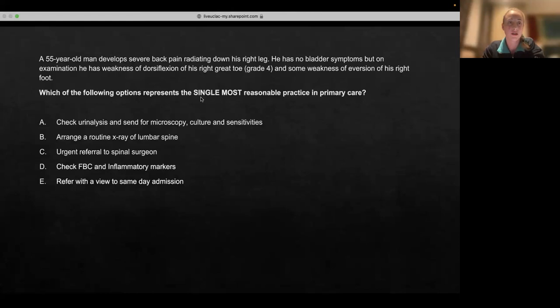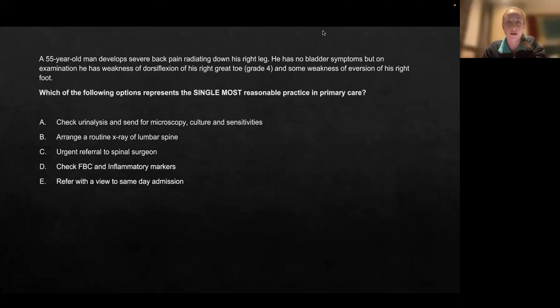Okay, next question. A 55-year-old man develops severe back pain radiating down his right leg. He has no bladder symptoms, but on examination, he has weakness of dorsiflexion of his right great toe, grade 4, and some weakness of eversion of his right foot. Which of the following options represents the single most reasonable practice in primary care?